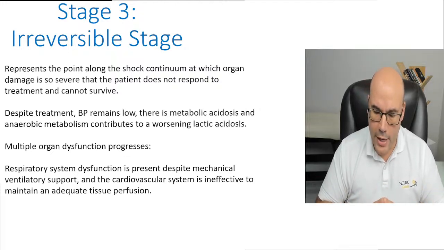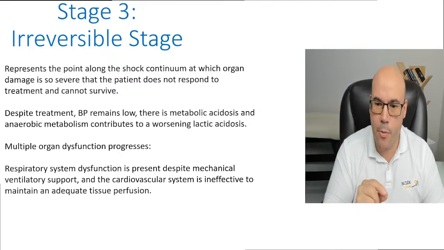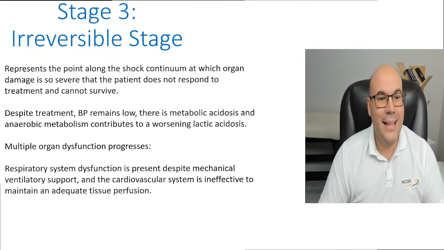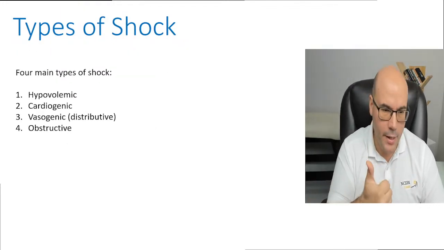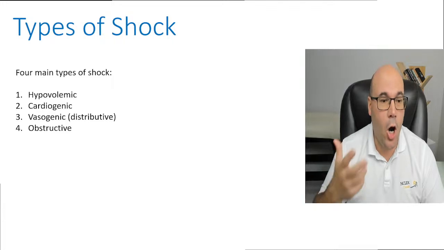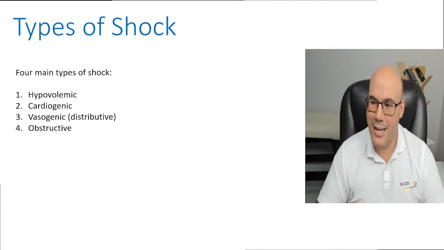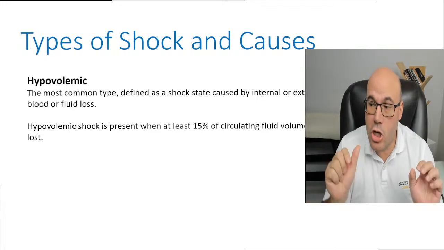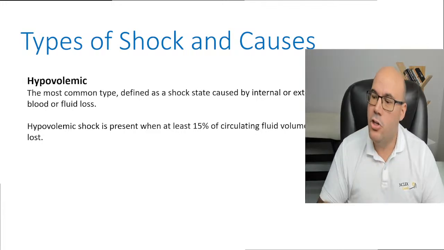So now you know the different stages of shock. But let's go to the next important topic. What are the different types of shock? There are 4 main types of shock: hypovolemic, cardiogenic, vasogenic or distributive shock, and obstructive shock. So let's go one by one so you understand the differences between each one of these types of shock. Let's begin with the most common type of shock, which is the hypovolemic shock.